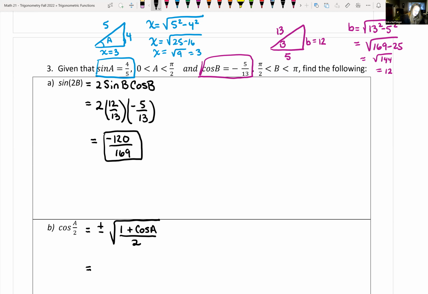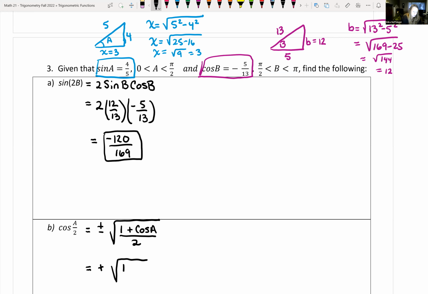Okay, so now we have our information that we can go back in and plug in what we know. So we need to determine, is that a plus or a negative sign in front of that radical? So go back and look at where angle A is. Well, angle A is between 0 and pi halves. And if I half that, that's going to make it smaller, but it would still remain in quadrant 1. So we're going to use the positive.